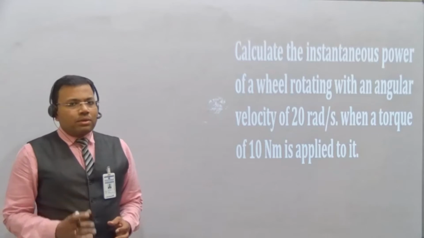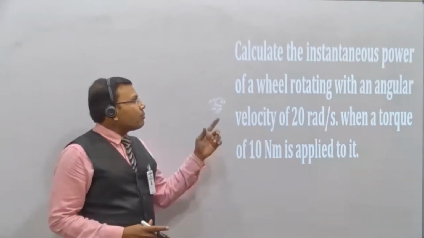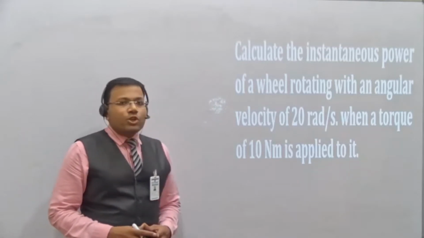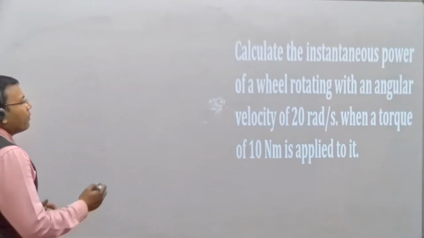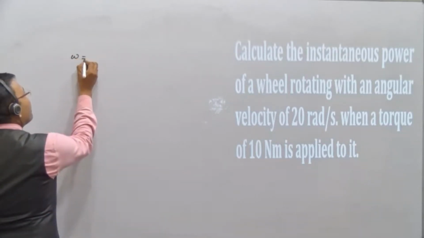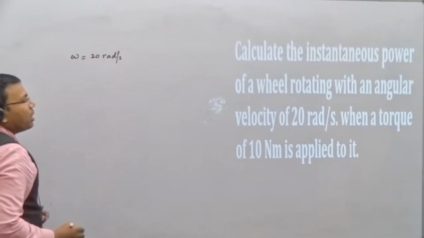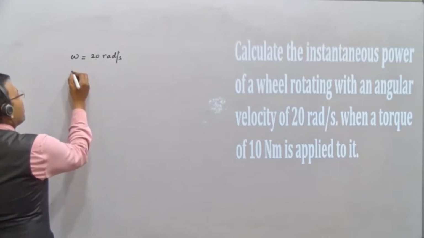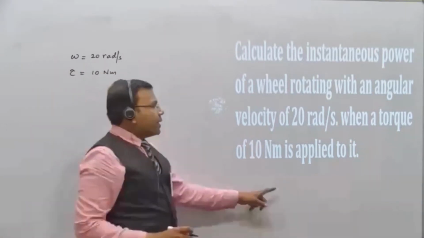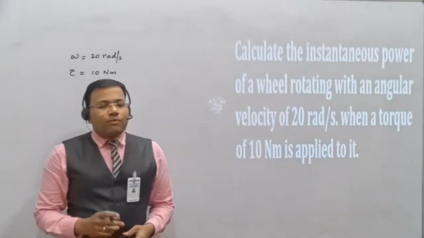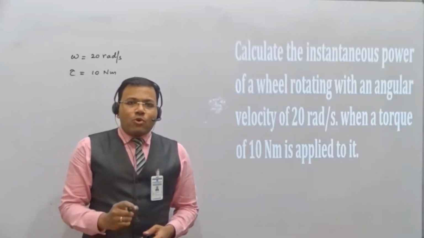Students, we are looking at a problem on the dynamics of rotational motion. We need to calculate the instantaneous power for a rotating wheel with an angular velocity of 20 radians per second, so I am writing omega as 20 radians per second. A torque of 10 Newton meter is applied on it. Our aim is to calculate the instantaneous power. You know it is the product of force and velocity.